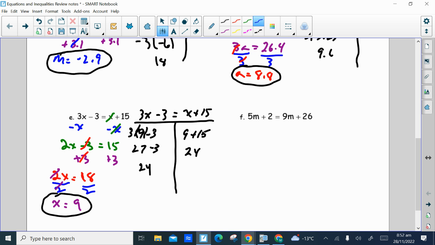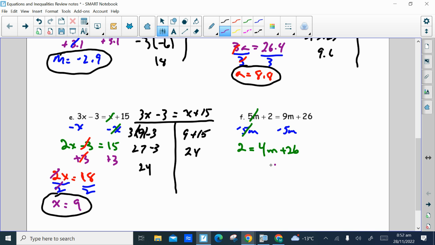Question F, we've got m terms on both sides, so we're going to collect those together. In this case, I'd probably subtract the 5m from both sides, just so we don't get a negative value with m. It'll still work no matter what, but it's just easier maybe if we try and avoid getting any negatives in there. So on the left, when you subtract the 5m, they cancel, and you're left with plus 2 on the left. And on the right, 9m take away 5m is 4m, and then you have the plus 26.